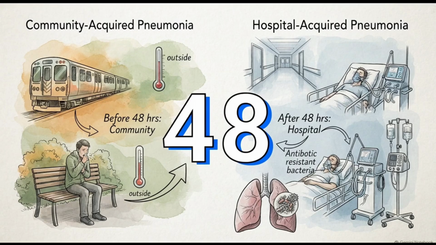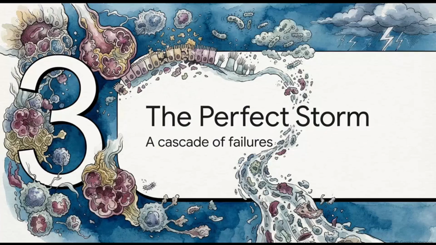But if symptoms start more than 48 hours after admission, or say 48 hours after being put on a ventilator, then the hospital's resistant pathogens are to blame. That simple 48-hour mark literally changes the entire treatment protocol. Okay, Section 3, the perfect storm.